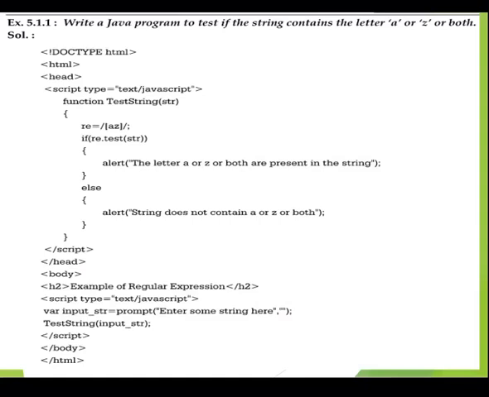So how to write it? First we'll start with the HTML tag, then the head tag, then the script tag. Then we'll write a function. The function name is testString, and we are passing the argument for the function as str. Okay, str is the argument passed. Then open the curly bracket of the function.